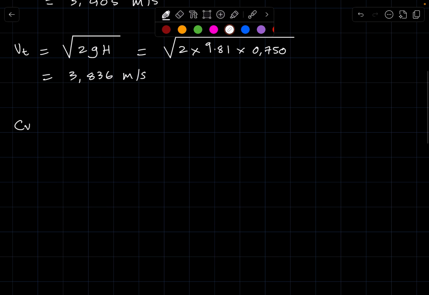So I'm going to calculate CV first, right. CV, that's the coefficient of velocity, is equal to VA divided by VT, right.